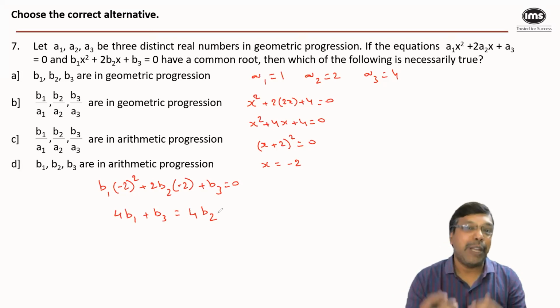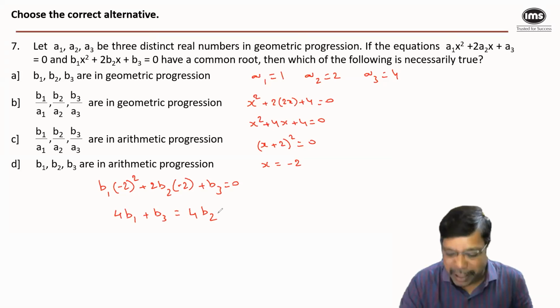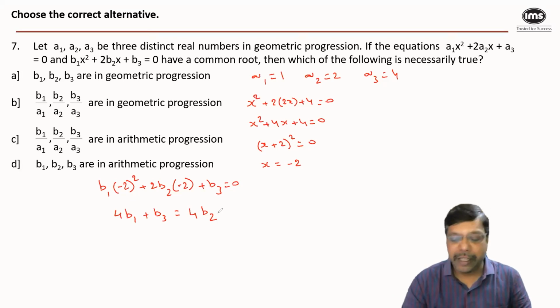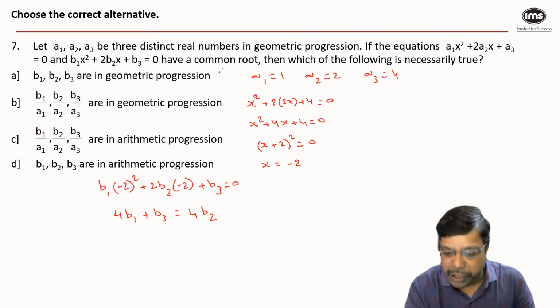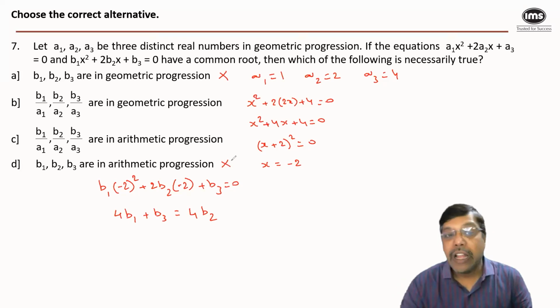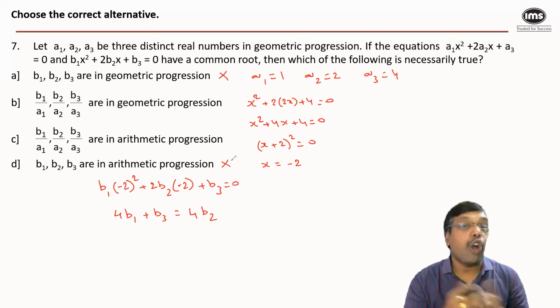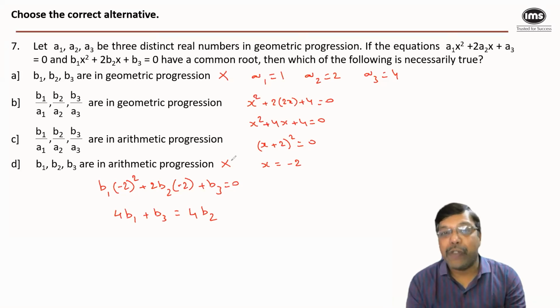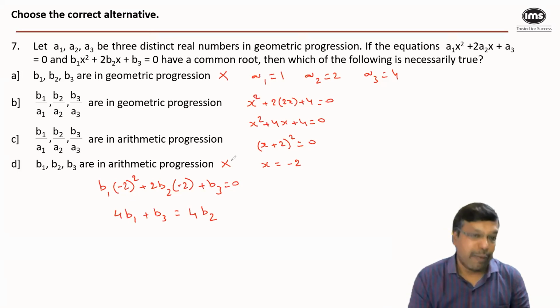When you see the answer options, all of them are in terms of either b1, b2, b3 alone, or b1 by a1, b2 by a2, and b3 by a3. Now, when you see the given equation, 4b1 plus b3 is equal to 4b2, it is very clear that b1, b2, b3 are neither in arithmetic progression nor in geometric progression. So option A and option D are eliminated. Now, since both option B and C talk about b1 by a1, b2 by a2, b3 by a3, let me try to modify the equation that we have now in a similar format.